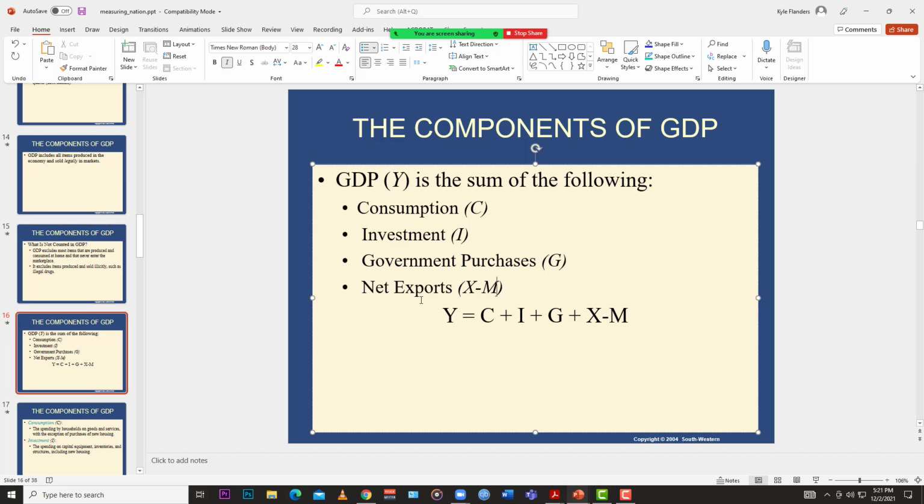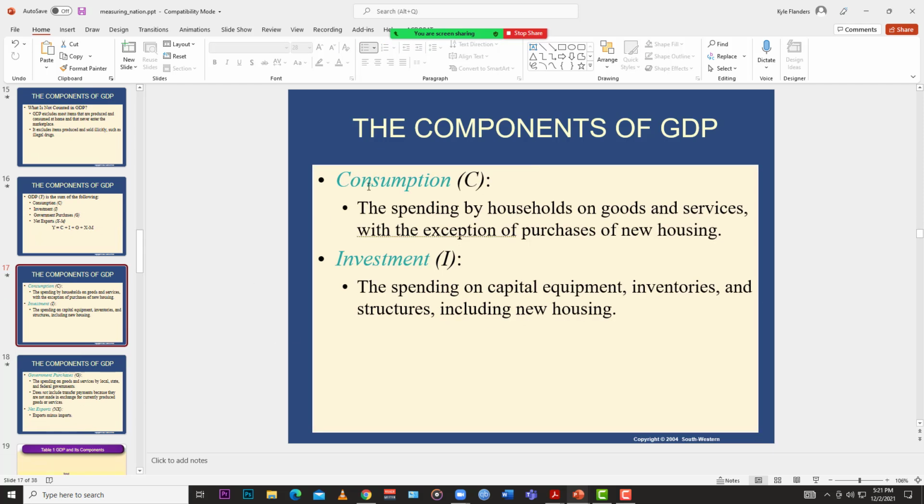But what exactly do these components stand for? So we have C, consumption. That's basically household spending. So consumption represents all the households in the economy, their spending on goods and services, except for when they're purchasing a house. That is not included in their consumption. That is not a part of C. So if you see anything about building a new house or purchasing a new house, that is not a part of C. It is, however, a part of I, which is investment.